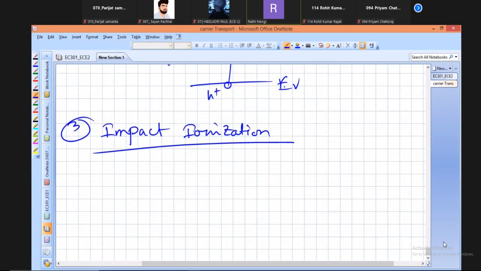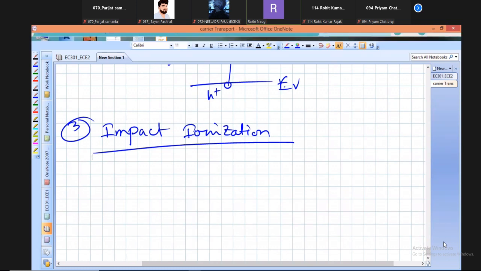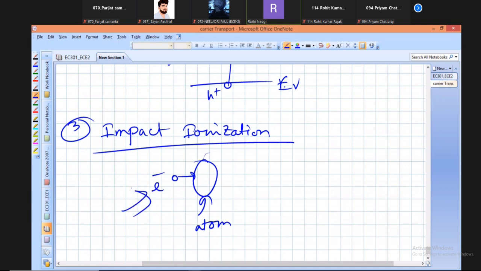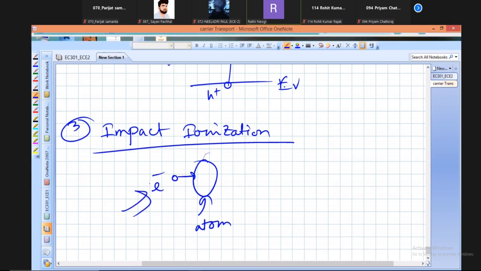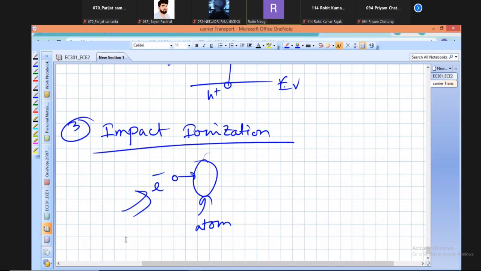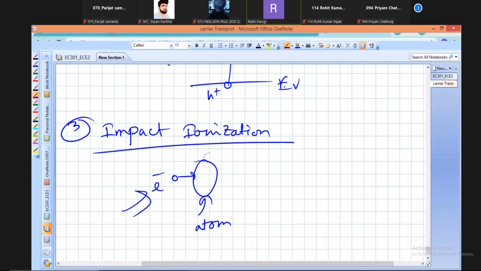In the impact ionization process, the semiconductor will be under an electric field. Whenever the semiconductor is under an electric field, what will happen? The electron will gain energy from the applied force. It will acquire kinetic energy and move with velocity, and collisions will occur. I already discussed this. Suppose this is the atom and this is the electron. This electron attains a certain velocity due to the energy absorbed from the applied field. Now this moving electron may collide with the atom.